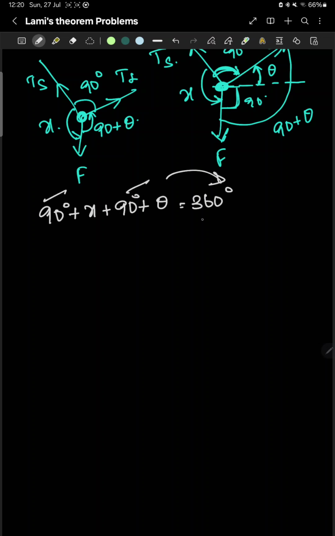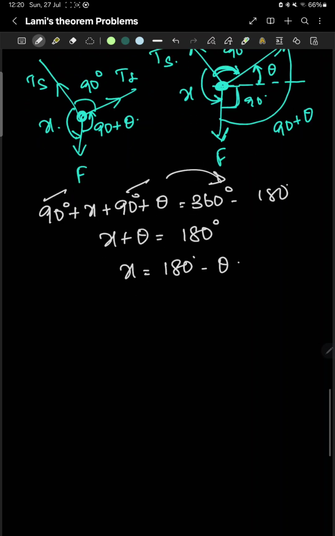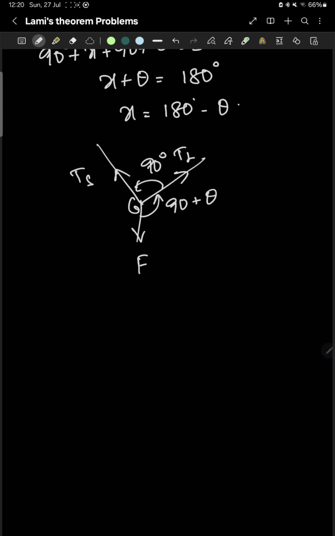When I take 180 that side, it will be 360 minus 180. So X plus theta is equal to 180, and X can be written as 180 minus theta. So here I found the three angles: one is shorter, and here it is longer, and here it is F. I found this angle as 90 plus theta, this angle as 90 degree, and here I found it as 180 minus theta.